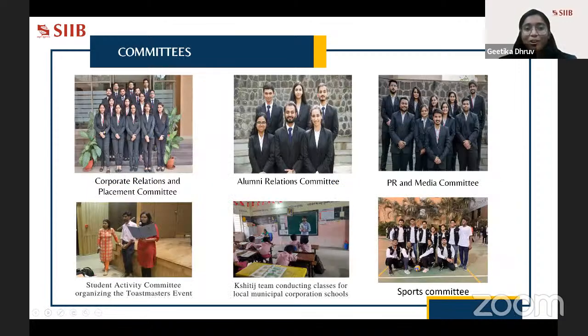So the college has various committees and clubs. Let's have a look at that. A few of the prominent committees that students can be part of at the campus, to improve and have an interesting life, include, first, the corporate relations team or the placement committee. Then we have the alumni relations committee, the PR and media committee, and the student activity committee organization, known as SPARSH. Then we have the SIIB committee, which is about social work, and then we have the sports committee.